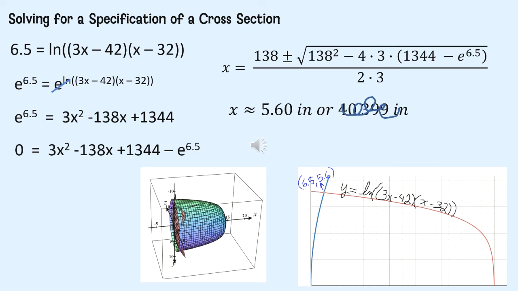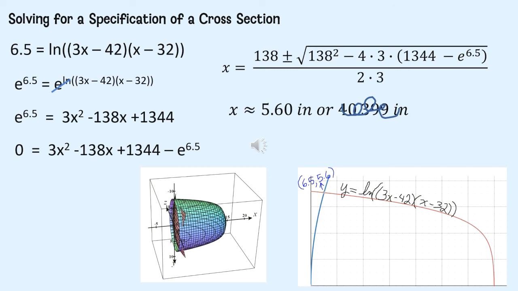So the quadratic formula is always the same. You take the opposite of the b or the linear term and you add or subtract the square root of b squared minus 4 times a times c, divided by 2 times a, where a is a leading coefficient and c is the constant and b is the middle linear term. So I'm going to follow that even though I have kind of messy numbers. Numbers are just numbers. So I have 138 plus or minus the square root of 138 squared minus 4 times 3, because that's my leading coefficient, and my constant is the 1,344 minus e to the 6.5. That entire thing should be then divided by 2 times a.